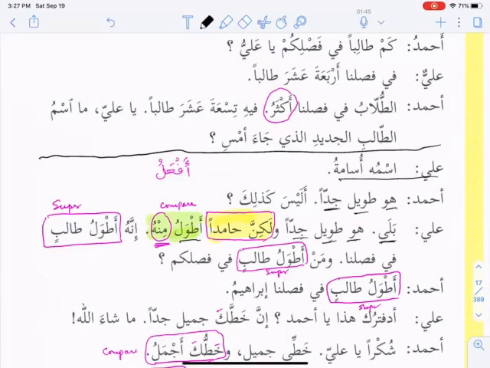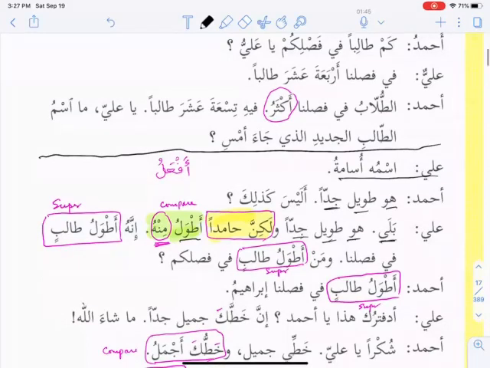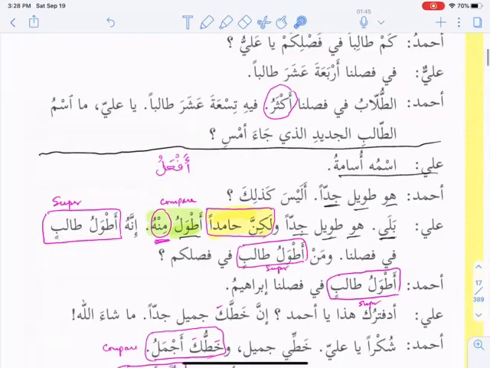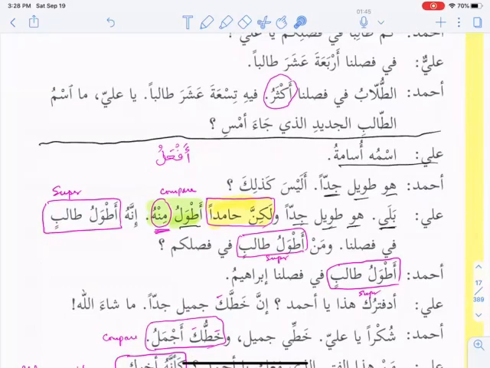Innahu. Inna, we know, means verily. In is a harfu tawqid wa nasbin. Who is your ismu? Inna. Where is the khabar? Inna atwalu. Wa huwa mudaf and talibin mudaf ilayh. So this is the superlative degree. Okay. Fi faslina. Man atwalu talibin fi faslikum? Who's the tallest student in your class? Ahmad says atwalu talibin.